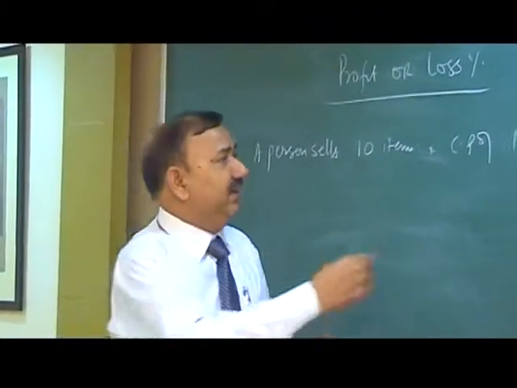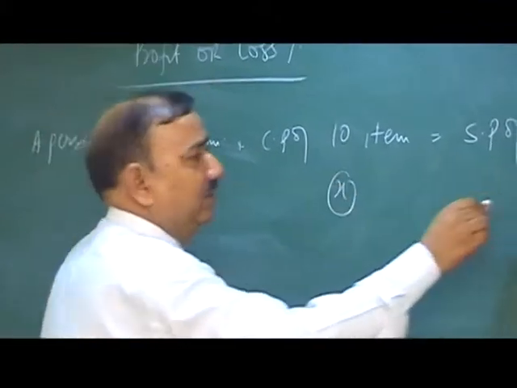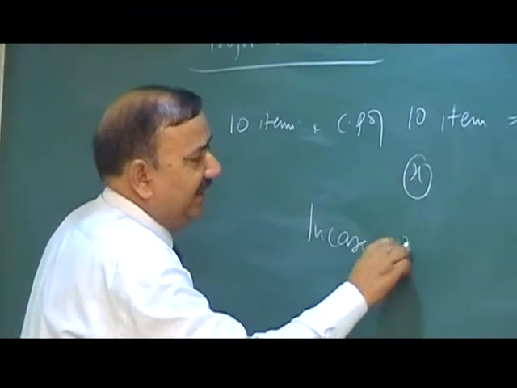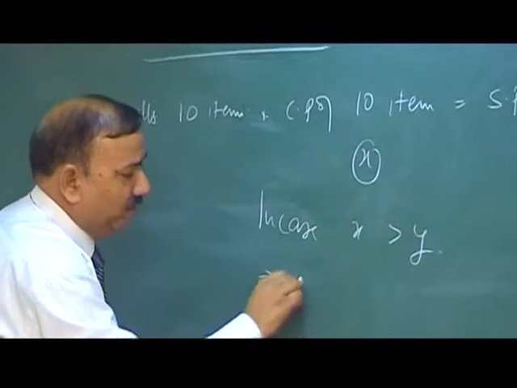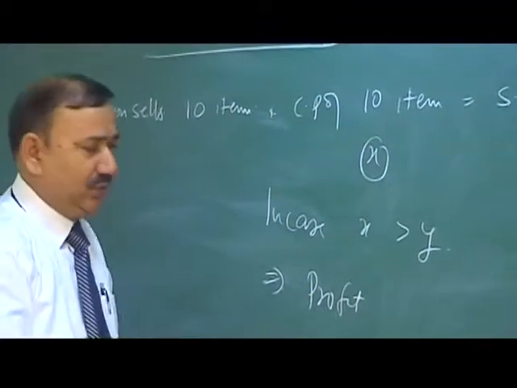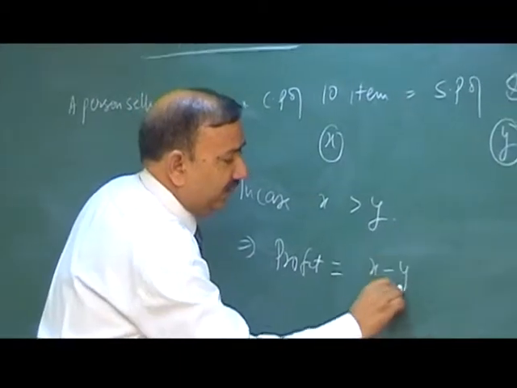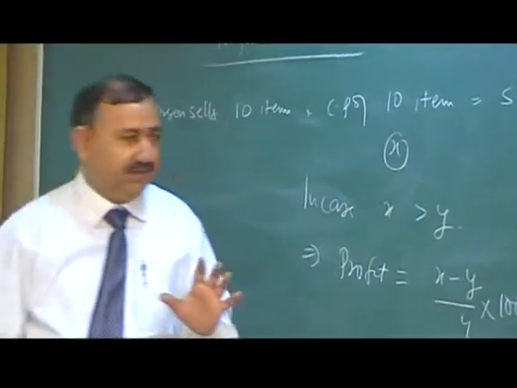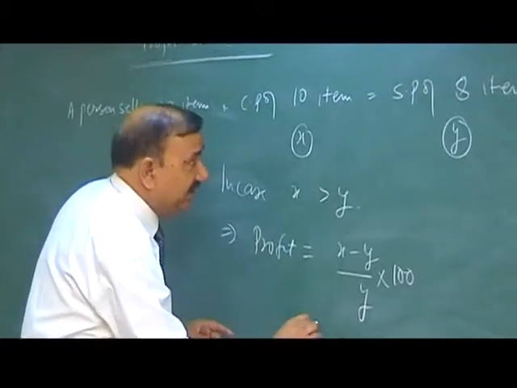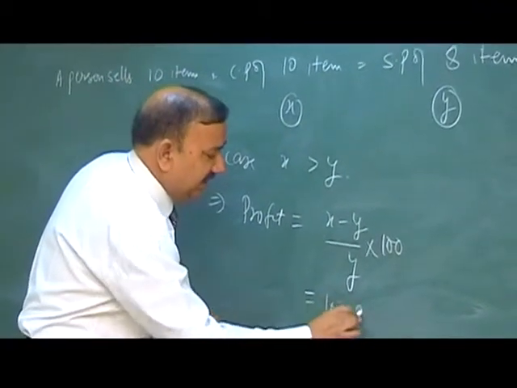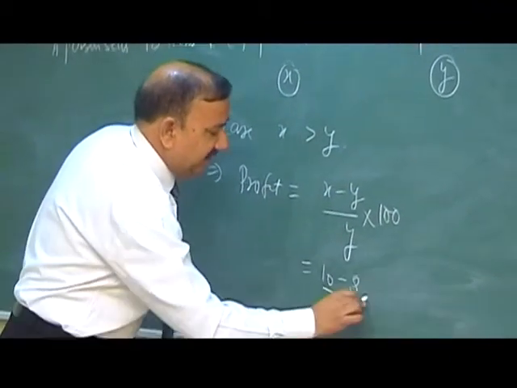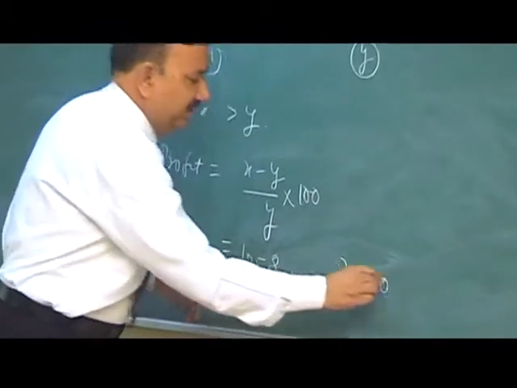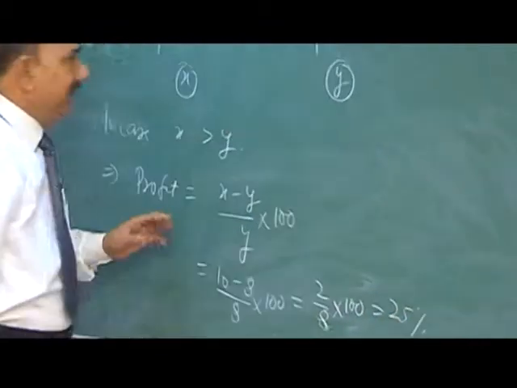What is that technique? You take this as x and this as y. In case x is greater than y, this implies we have a profit. So how to get the profit in such a question? Very simple: (x minus y) divided by y into 100. Within a second we can get the answer. We put the respective values. What is x here? x is 10, y is 8, divided by y, 8, into 100. So that will be 2 by 8 into 100, which is 25% in this transaction.